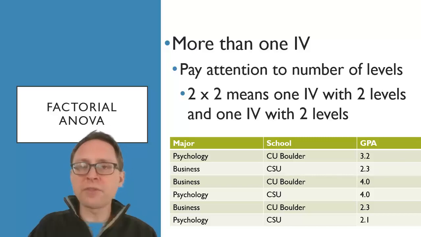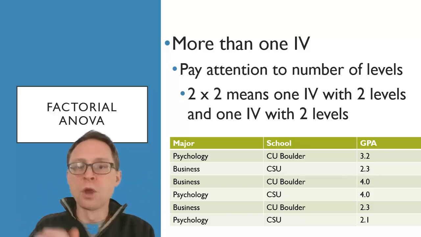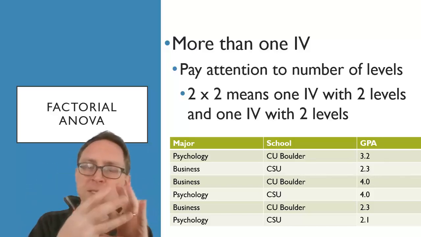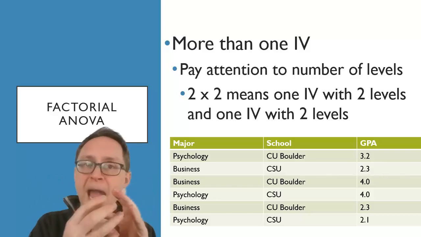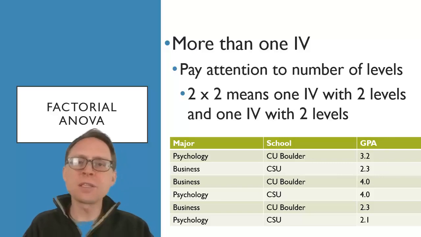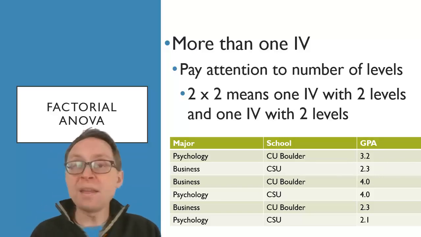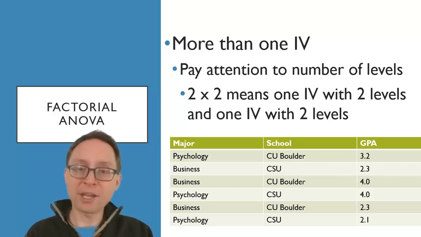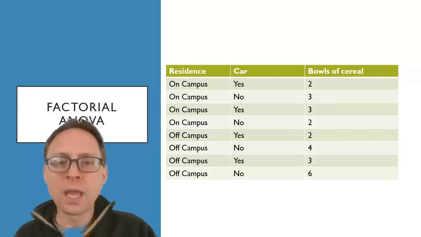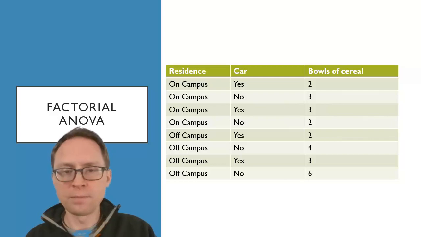If we want to look at the mix of that, then we're not just looking at the mean of all psychology majors compared to the mean of the business majors, or the mean of all CU Boulder students compared to the mean of all CSU students. We want to mix them up. We want them to interact. And that's why we need to do what's called a factorial analysis of variance. And to get a little bit more into this, let's talk about the difference between what's called a main effect and an interaction. So to do this, let's look at some new data. I want you to look at these data right here and tell me what kind of design this is.